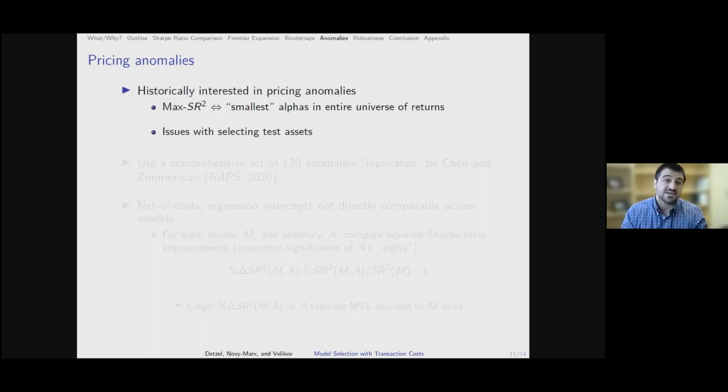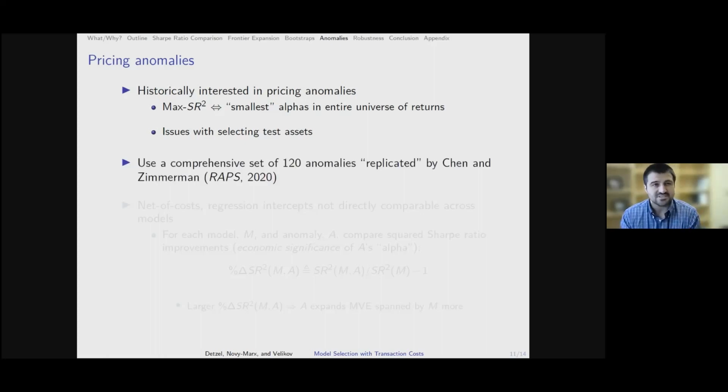But with that caveat, we essentially use a fairly comprehensive set of 120 anomalies that were replicated by Andrew Chen and Tom Zimmermann in their review of asset pricing studies paper published last year. These 120 actually come from a paper I have with Andrew Chen, but we took them from the RAPS paper and shortened the set from 156 to 120 because we excluded indicator variables and such that don't reliably produce decile sorts.